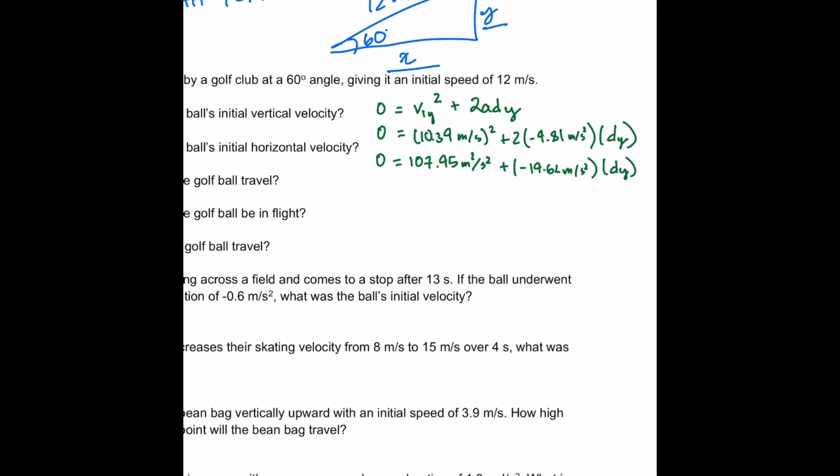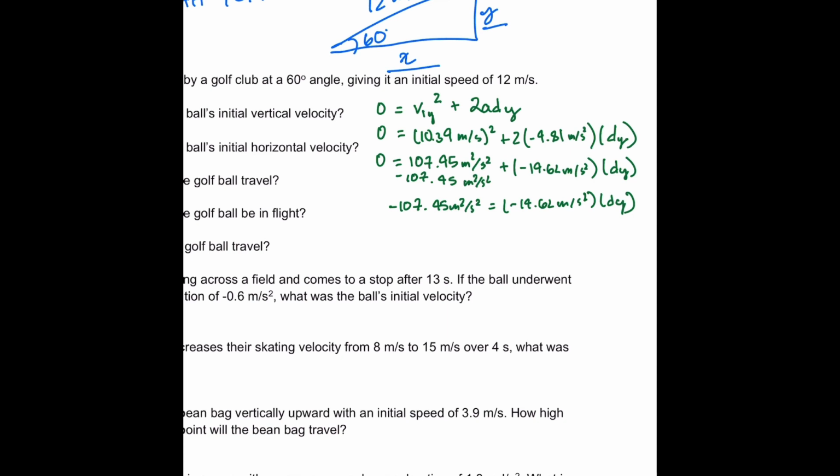So now, remember the order of operations, we want to get d by itself. So we try to get 107.95 to the other side. All we do is subtract it and move it to the other side. When we do that, it simply gives us a negative 107.95 meters squared over second squared equals negative 19.62 meters per second squared times dy.